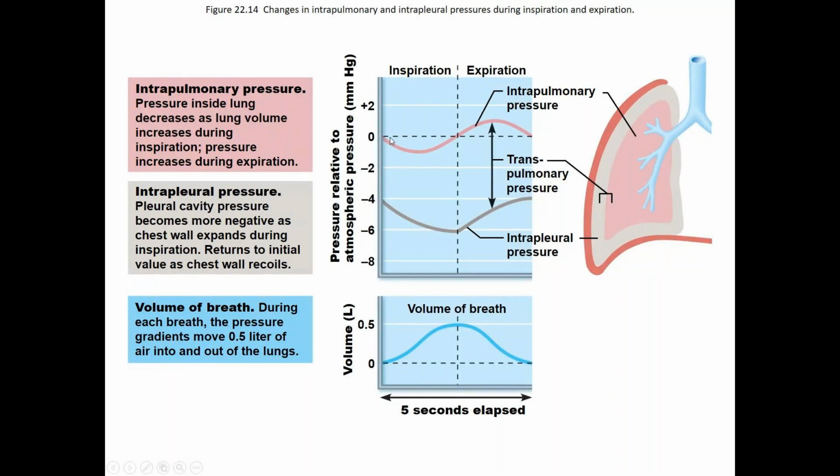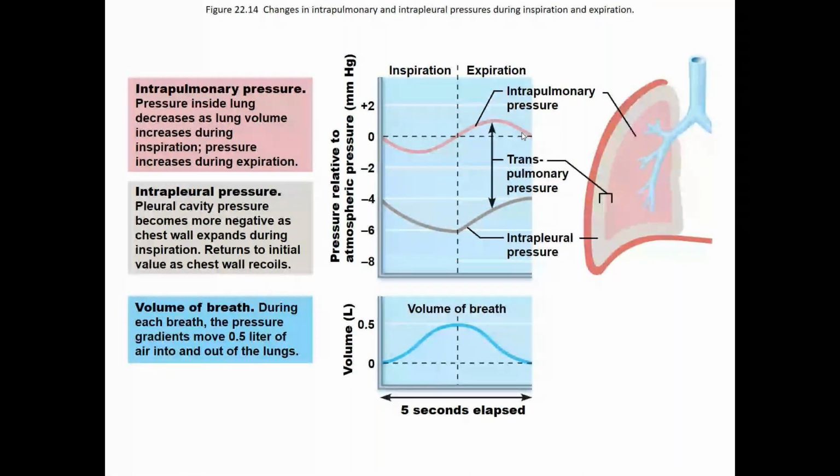Here is our intrapulmonary pressure, right? So the pressure inside the lung. As we breathe in, okay, as we inspire, we see a dip in internal pressure, but it comes back up to 0 as air continues to flood in, and eventually those pressures equalize. Right? And by the same token, when we breathe out, initially we have a rise or a spike in pressure, but that declines as air leaves the lung and those pressures equalize again.